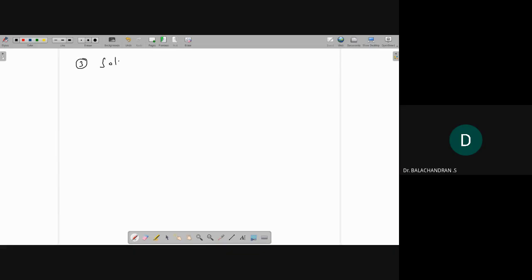Solve z equal to px plus qy plus p square q square. Okay, so first you should identify this is Clairaut's form, because z equal to px plus qy plus some function of p and q. So we should write equation 1 is Clairaut's equation.